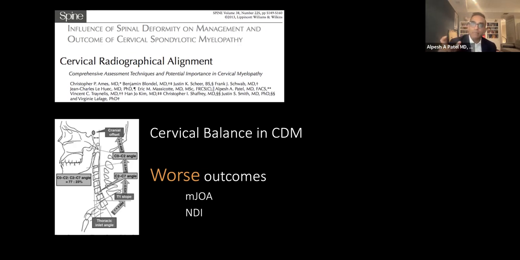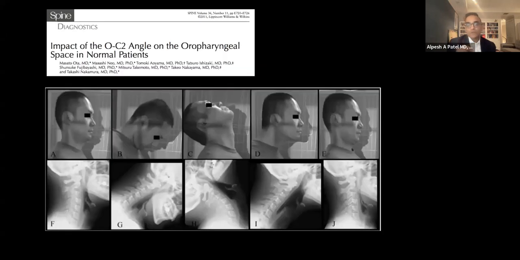So there is some link between balance and functional outcomes, at least in patients who have had surgery for cervical myelopathy. There's a link between cervical positioning, posture, and swallowing. This was an interesting study done almost 10 years ago now, where they took patients through different ranges of motion: flexion and extension, retraction, extension, and protraction of the neck.